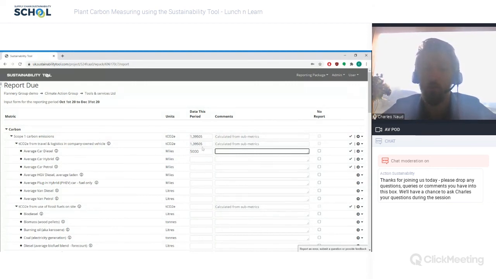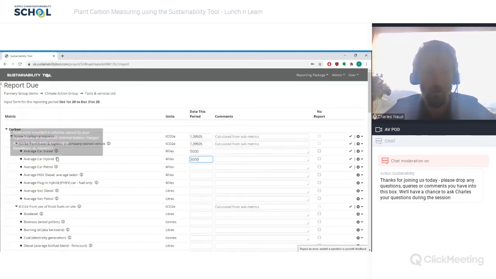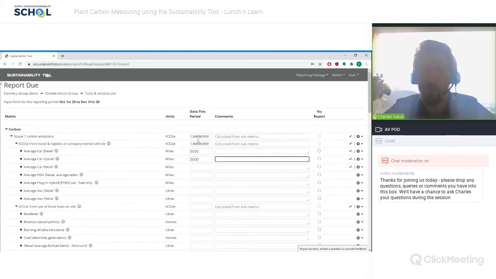As I input that, my carbon emissions are automatically tallied up and calculated. If I then go below, I can put average car hybrid. Again, I put mileage in there, and this is owned by my organization. I can see that it's here. If I'm not sure what a hybrid is, I can look at the definitions and it explains that. I'll put 3,000 miles and we can see my carbon emissions automatically calculated, and so on.